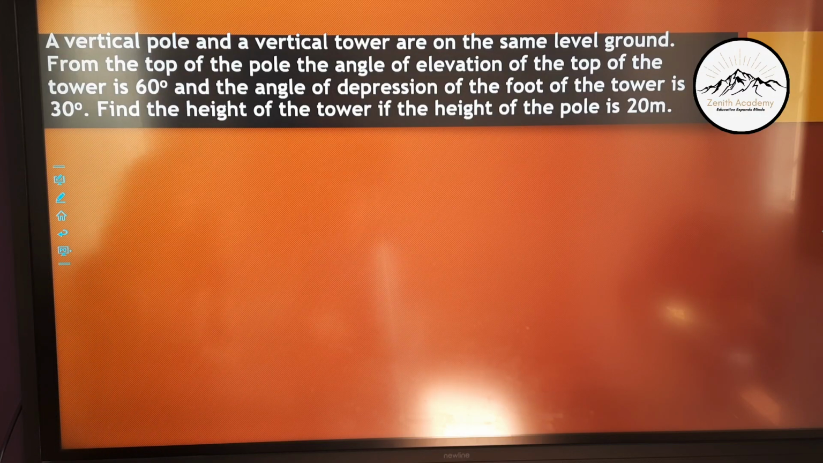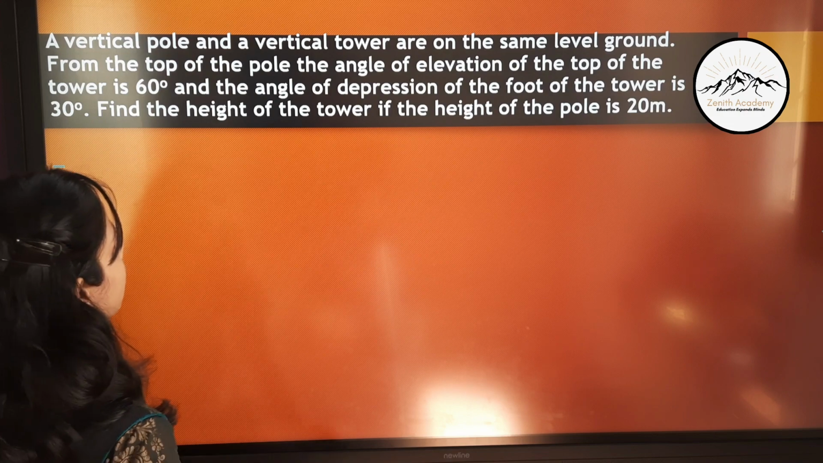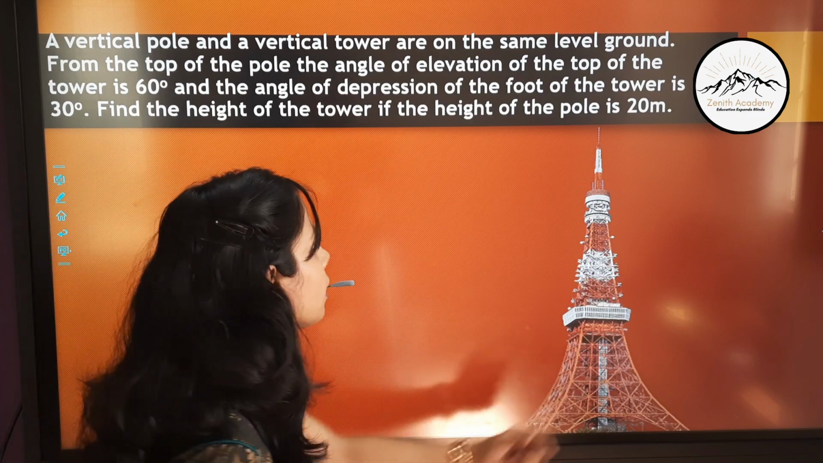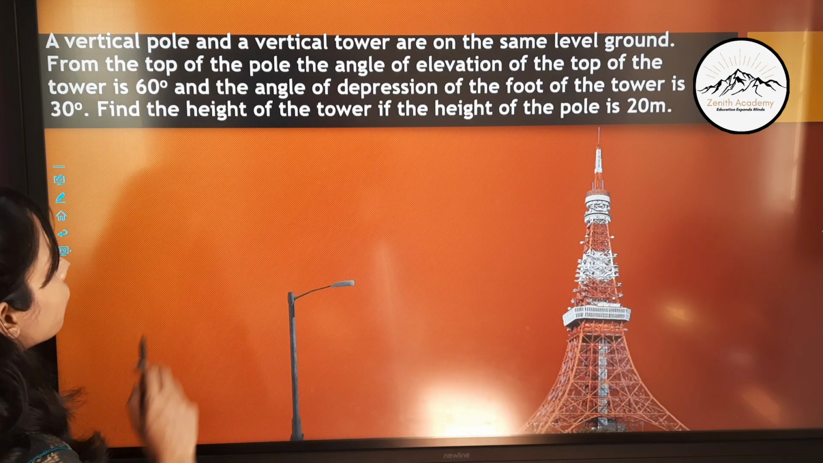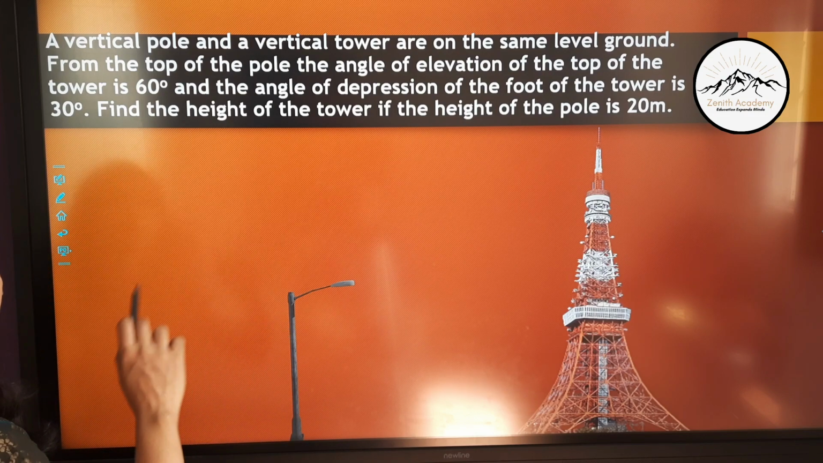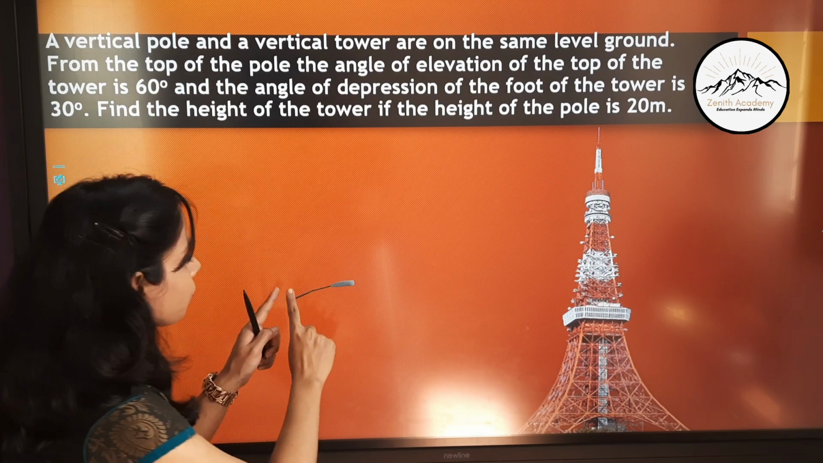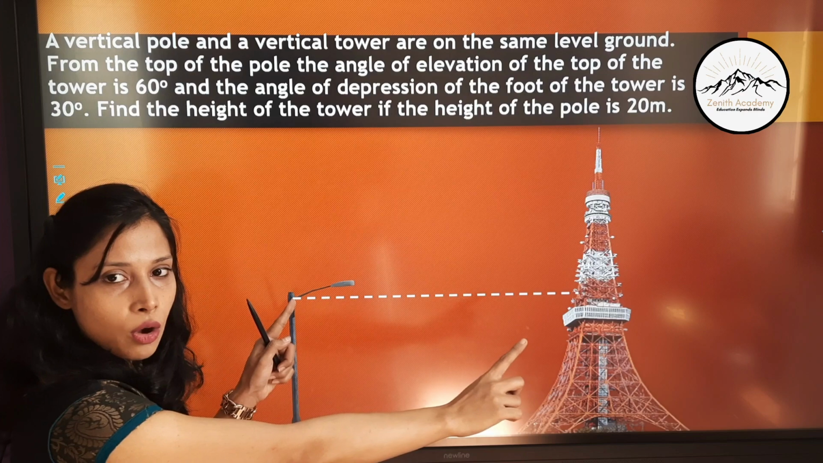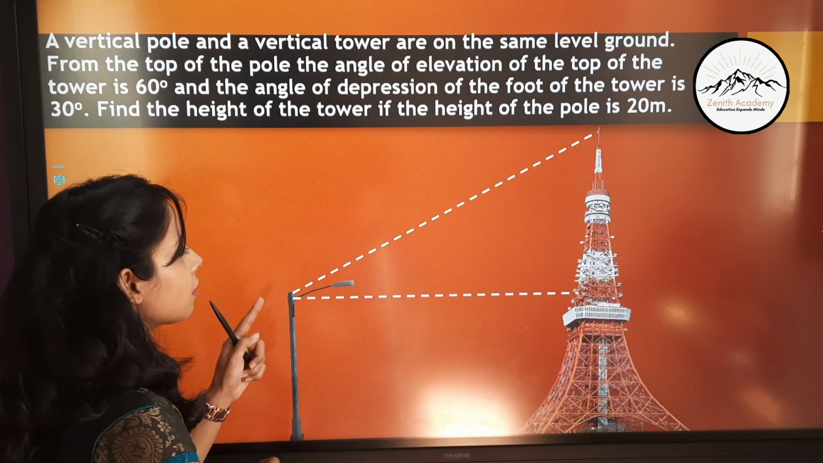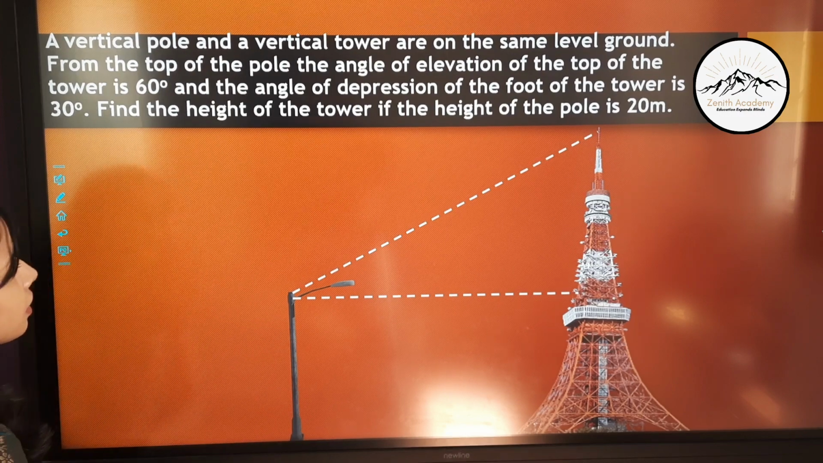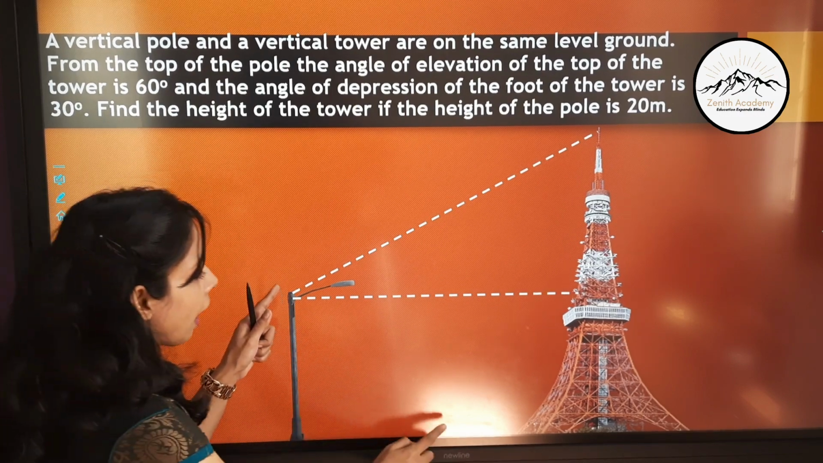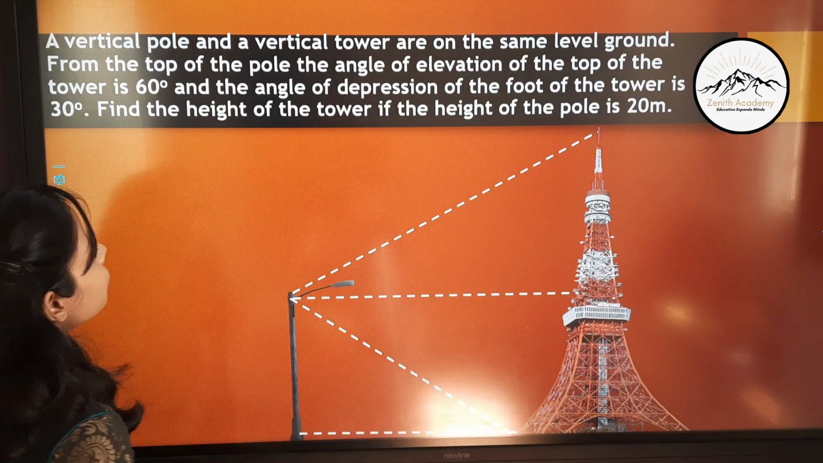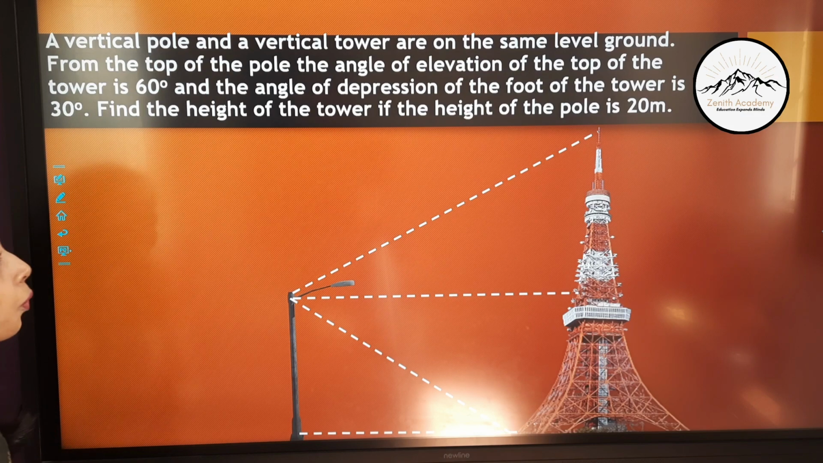A vertical pole and a vertical tower are on the same level ground. See, on the same ground, there is a vertical pole and this is a vertical tower. From the top of the pole, the angle of elevation of the top of the tower is 60 degrees. Now from this top, the top of the tower, the angle of elevation. So first we need the horizontal line, and this angle of elevation is given to us as 60 degrees, and from this top only the angle of depression of the bottom of the tower, the foot of the tower, is 30 degrees. Find the height of the tower if the height of the pole is 20 meters.